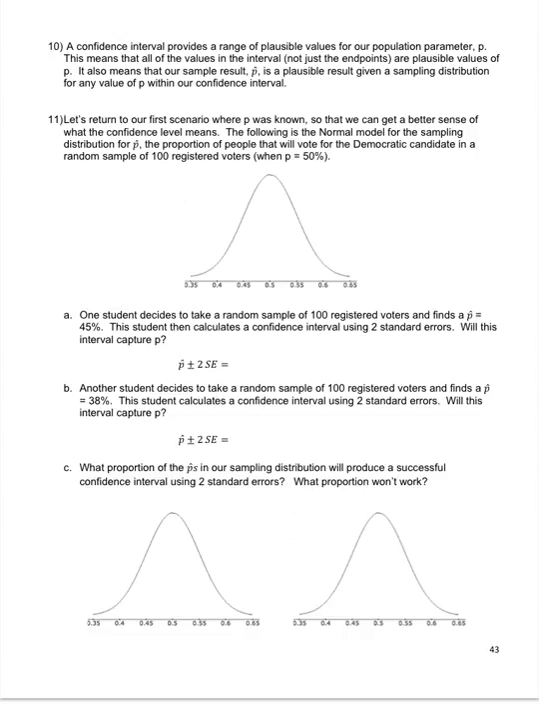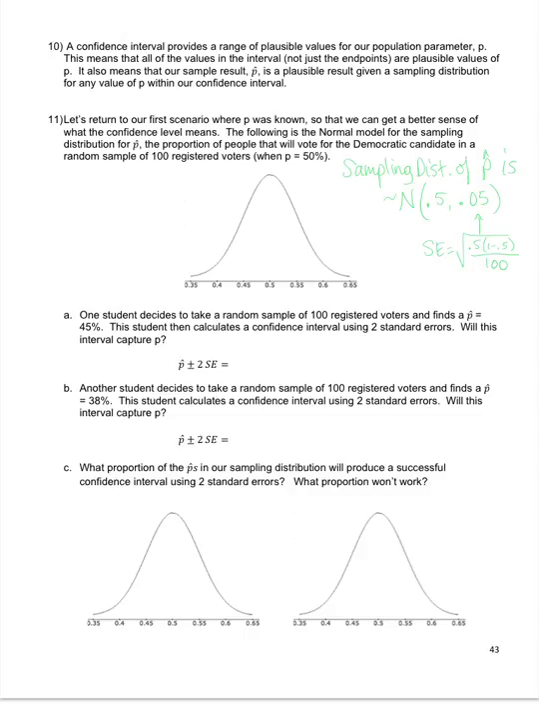All right, so let's return to our first scenario where P was known, so we can get a better sense of what the confidence level means. Following is a normal model for the sampling distribution for P hat, the proportion of people that will vote for the Democratic candidate, in a random sample of 100 registered voters when P is 50%. So in this case, our sampling distribution for P hat is approximately normal. We did check the conditions earlier, so I'm not going to run through those again, but I'll leave it up to you to double check. It has a center at 0.5 and a standard error of 0.05. And the standard error came from the formula square root of P times 1 minus P over the sample size of 100.